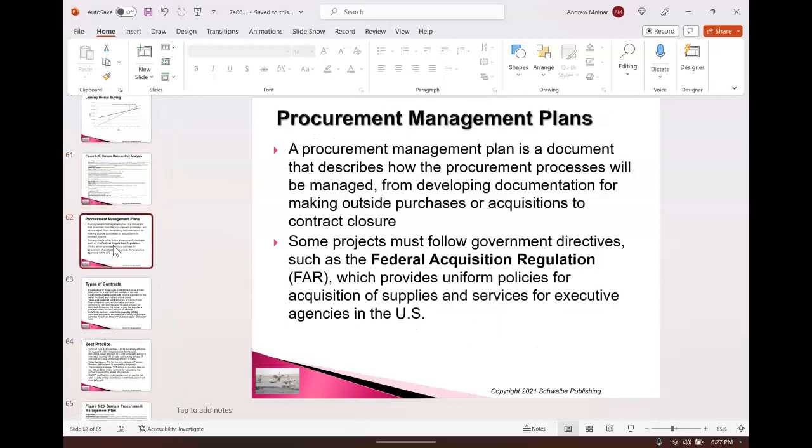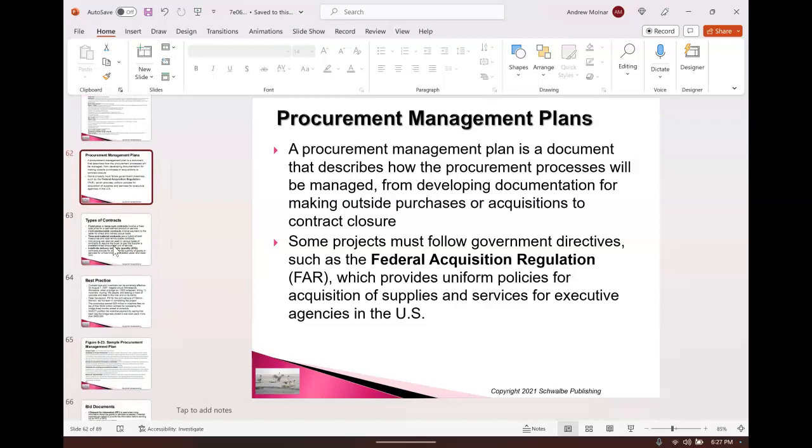Of course, like any knowledge area, we start off with a plan. So we need a contract management plan, or in this case, we call it a procurement management plan. And this is a document that describes how you're going to manage contracting throughout your project. The Federal Acquisition Regulations are required for U.S. government contracts, not for commercial contracts, but they're a good guide to commercial contracts.